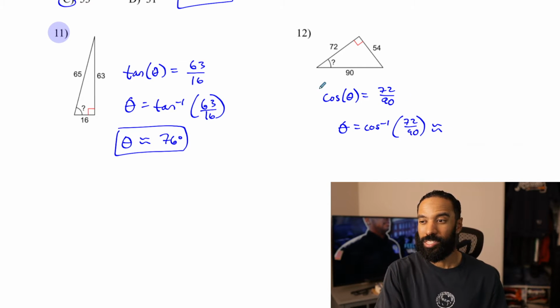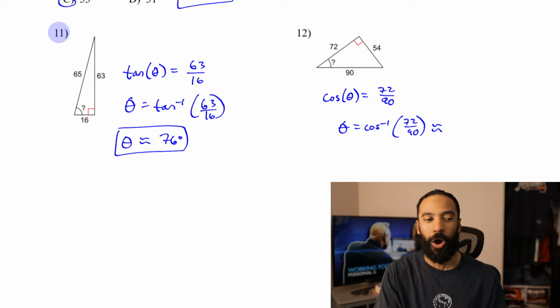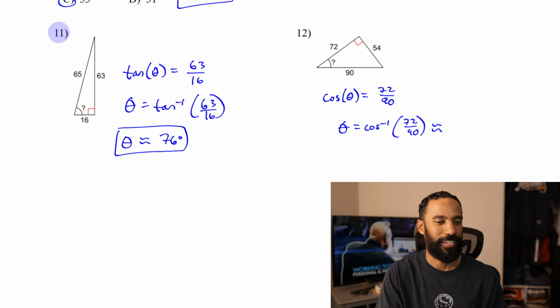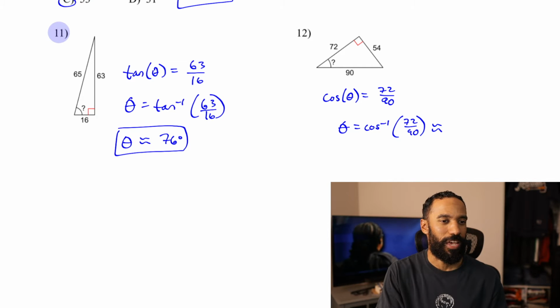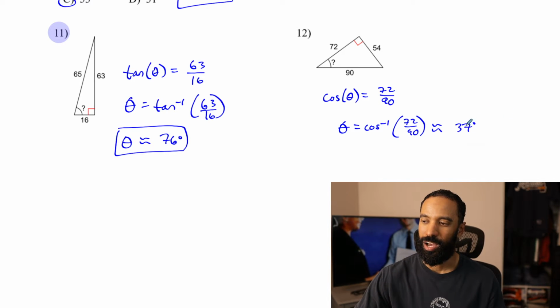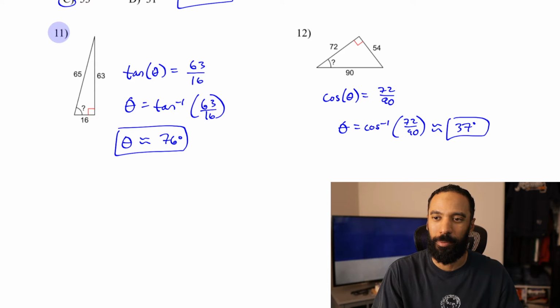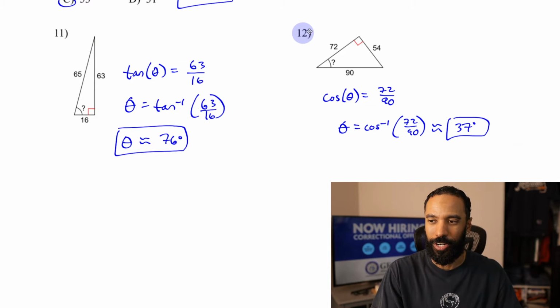Oh, then does that mean it's the 53 degree angle? No, because it's the cosine, not the sine. So 72 over 90. This should be the 37. Yeah, 36.86. So 37 degrees on that guy. So repetitive. Oh, number 12. Sorry, repetitive for sure. Apologies.